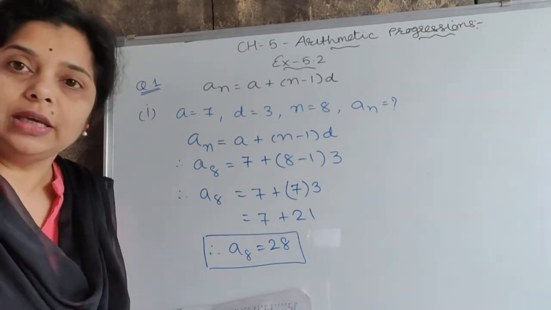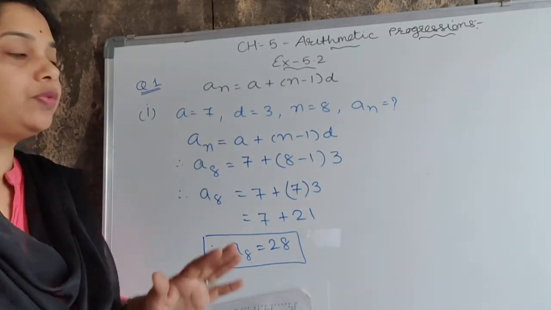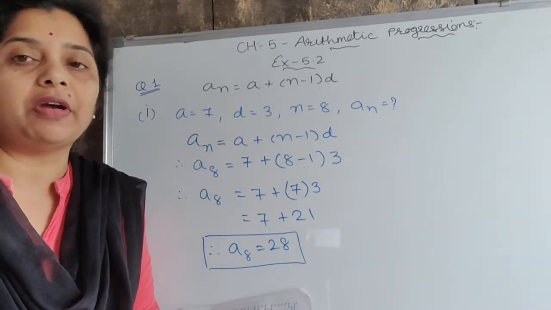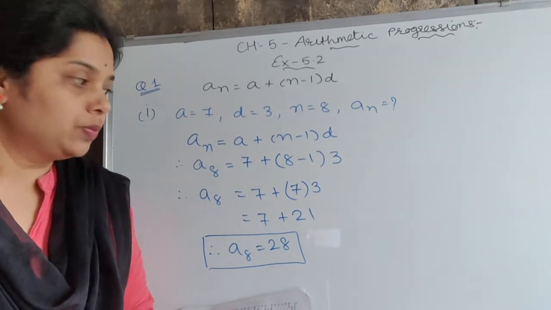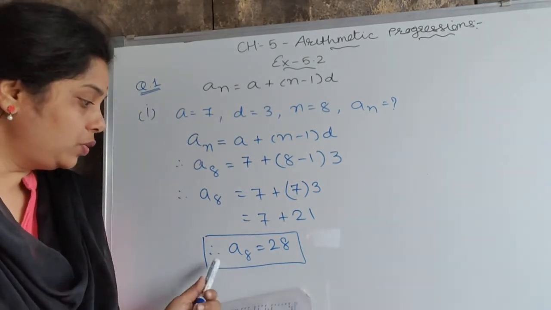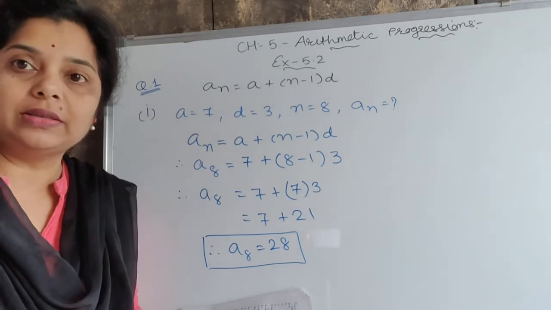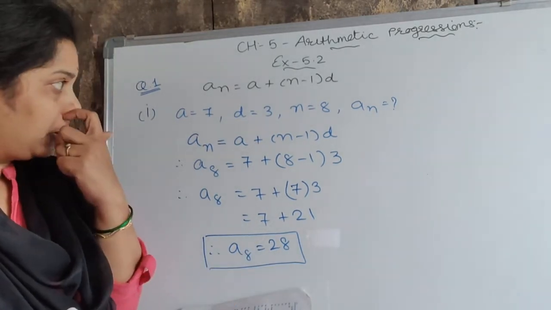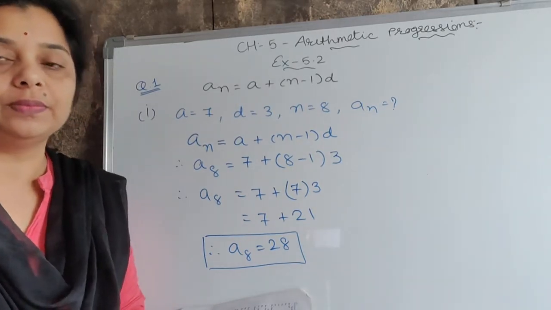Isn't it easy? In this type of sum, if any three values are given, you can easily find the fourth value. And it is very essential that you highlight your answer in a rectangular box. Now let's continue with the next one.